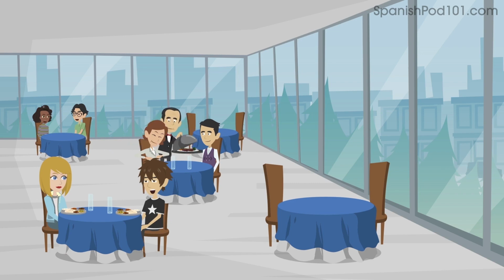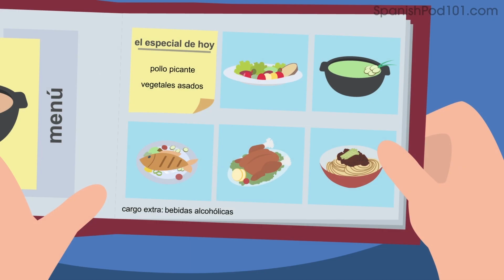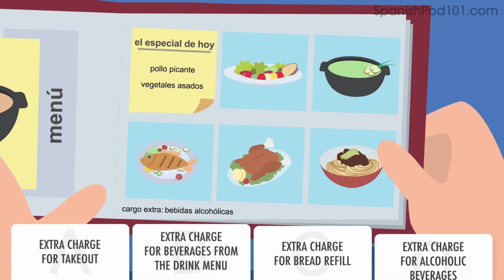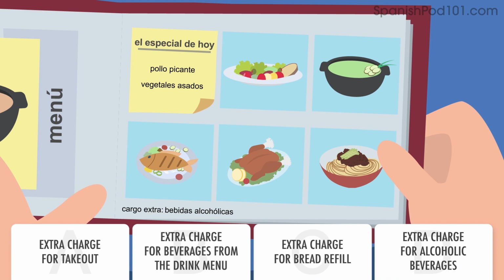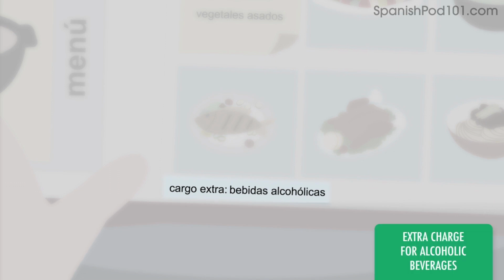There's a notice at the bottom of the lunch menu. What does the notice say? The notice says there is an extra charge for alcoholic beverages.